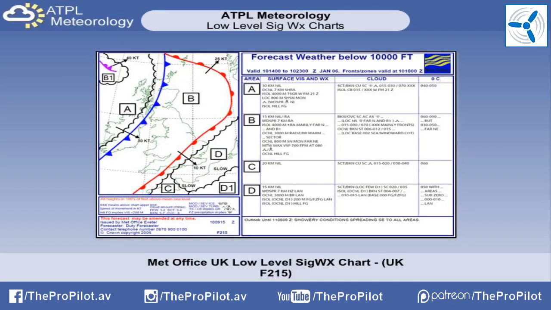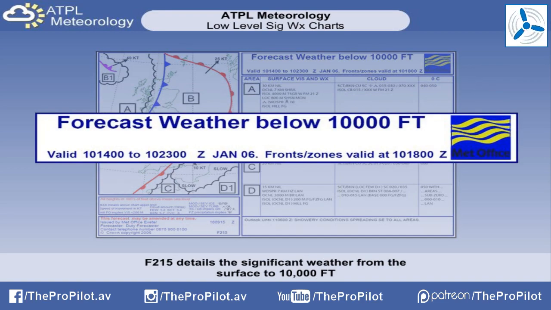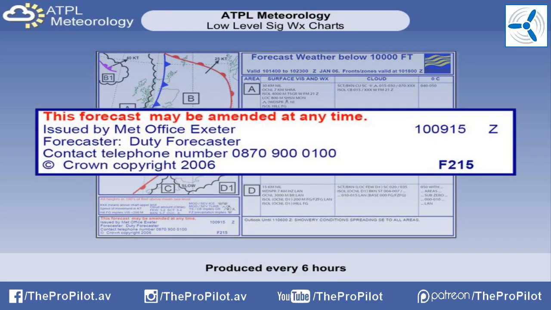Low-level significant weather charts are a vital aid to successful flight planning, for flights that take place between the surface and 10,000 feet. These charts indicate, in a precise and very structured format, the meteorological phenomena which are anticipated in the specified area. In the United Kingdom, the chart is commonly referred to as the form 215, or just 215.